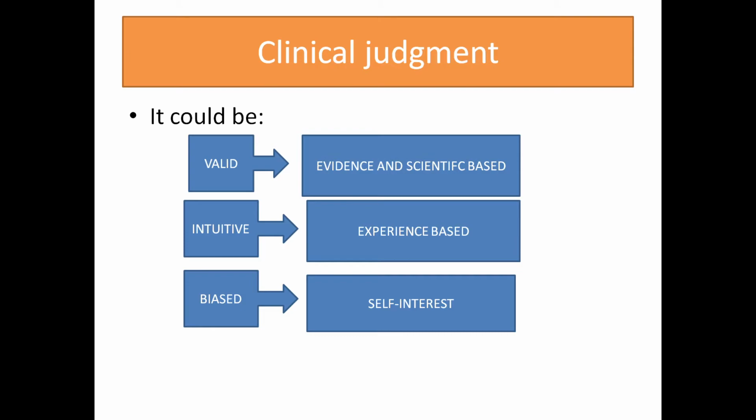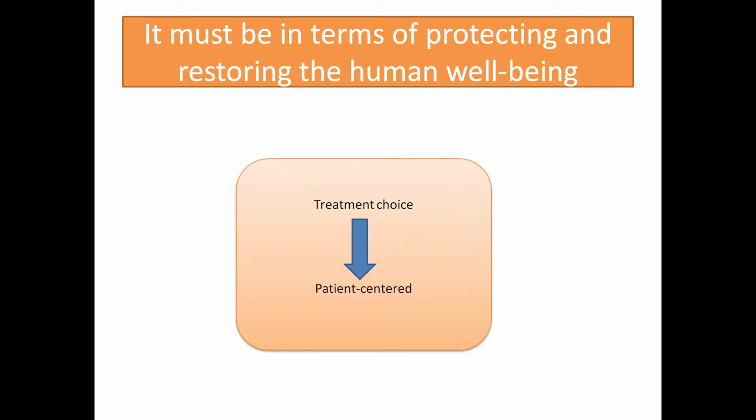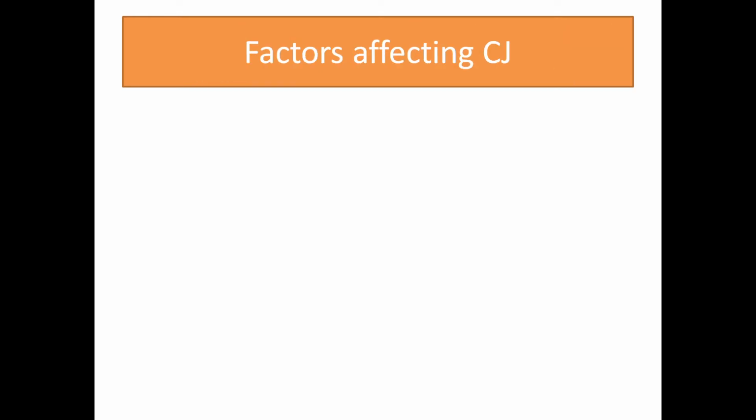So this could happen, but it should be avoided and should not happen in your practice. It must be in terms of protecting and restoring human well-being. Your clinical decision making should be patient centered. Its treatment choice should be patient centered. Because some factors may affect, you may have an ideal treatment, but some patient factor may affect it, and then you have to select the alternate one.